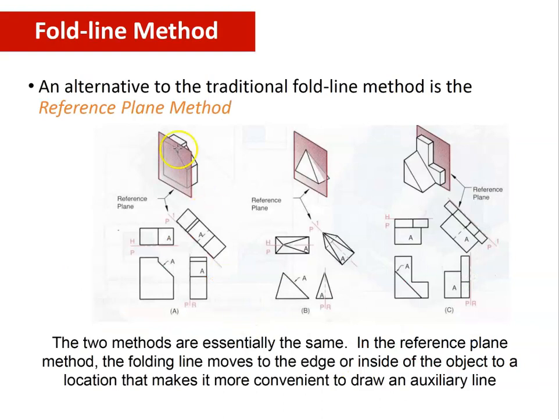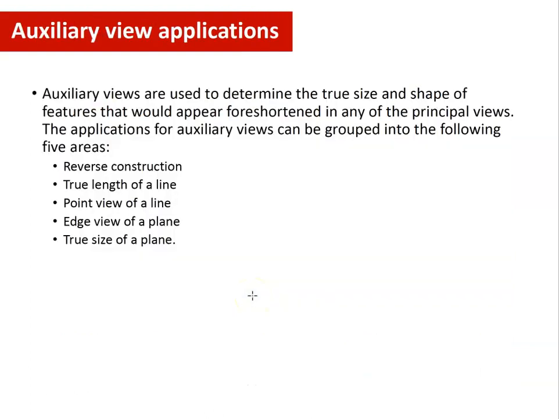Okay, an alternative to the traditional fold line method is the reference plane method. We're not going to go over this one. So auxiliary views are used to determine the true size and shape of features that would appear foreshortened in any principal views. The 6 principal views. The applications for auxiliary views can be grouped into the following 5 areas.